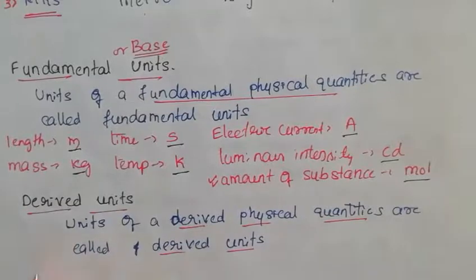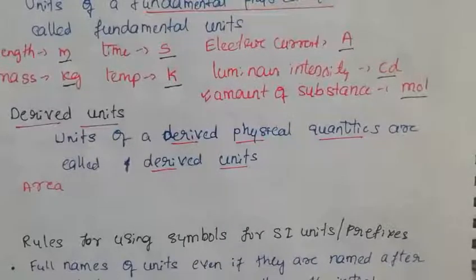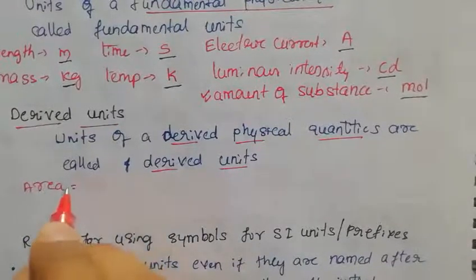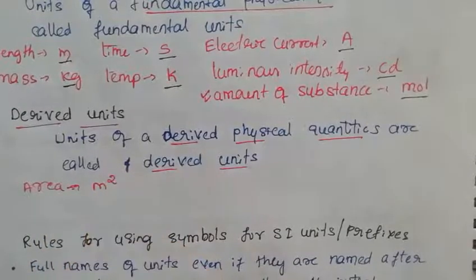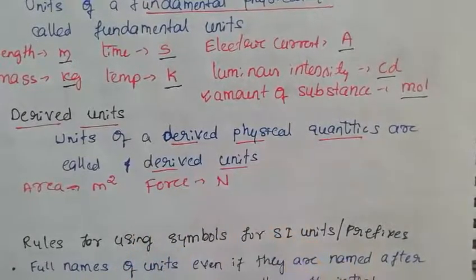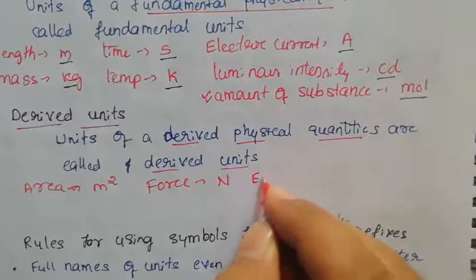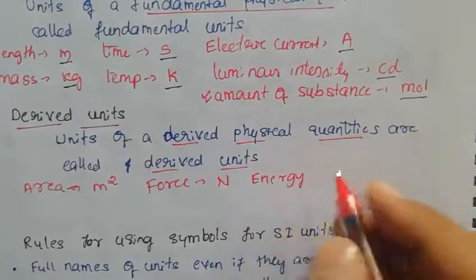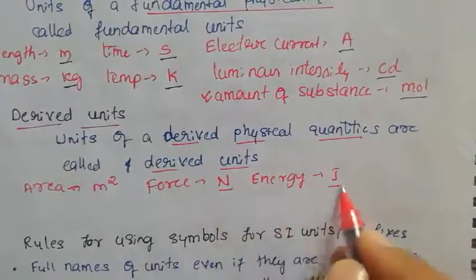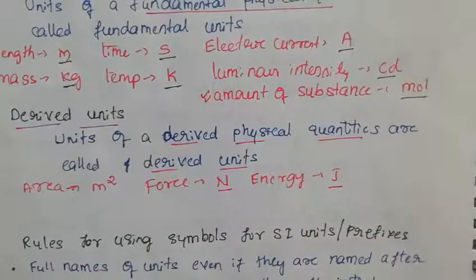Example, you could take area. What is the area formula? That is length into breadth. What will be the unit for this? It will be meter square. Force we express in Newton. Energy we express in joule. So these are the units of derived physical quantities, what we call derived units.